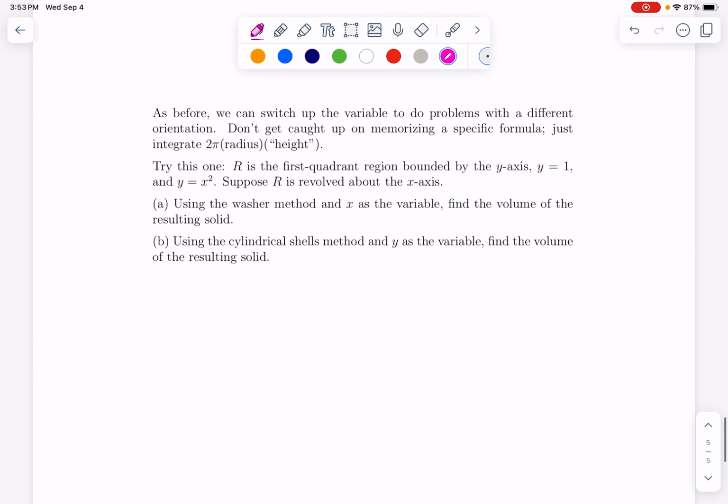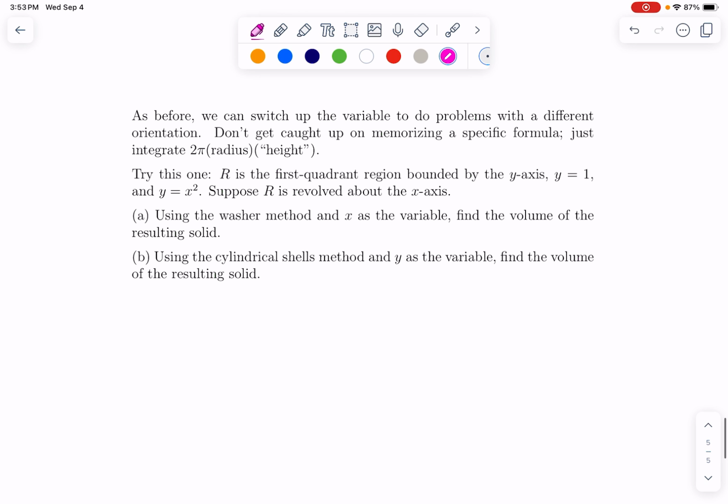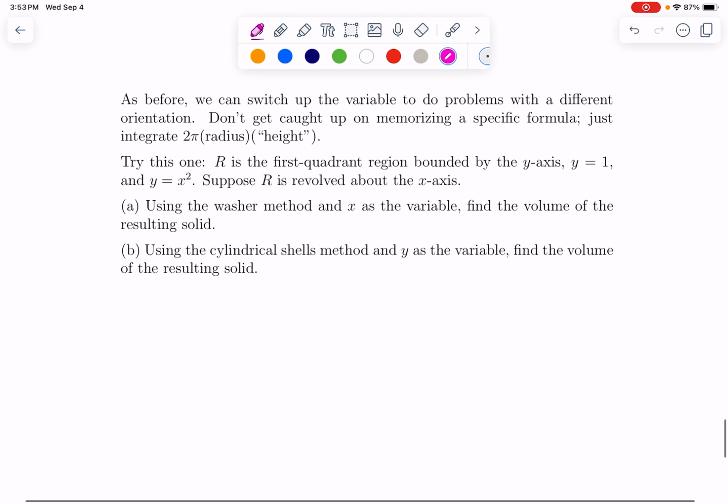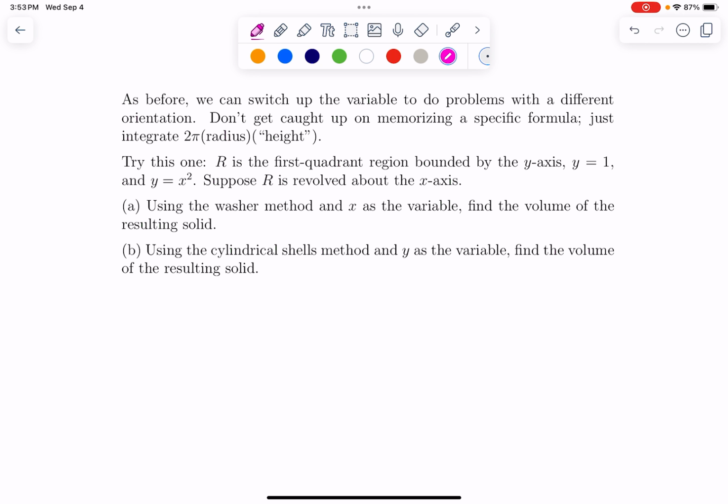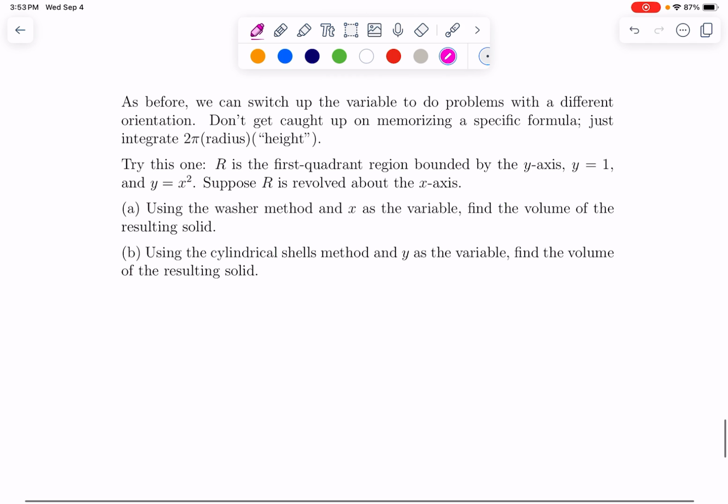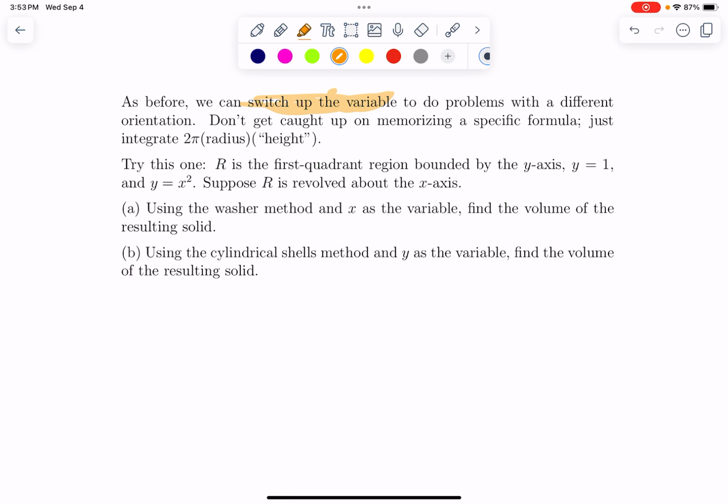All right, so let's just do one last example. And this one I want you to try as much as possible before I show my solution. Suppose R is the first quadrant region bounded by the y-axis, y equals 1 and y equals x squared. And let's imagine we're revolving that about the x-axis. Right, so here we're going to have to switch up the variables. That's my hint. So my hint is maybe we're going to need to change variables, right?